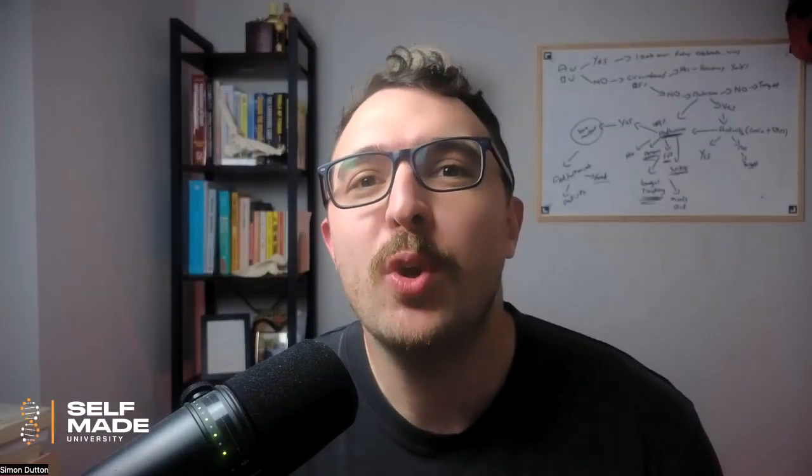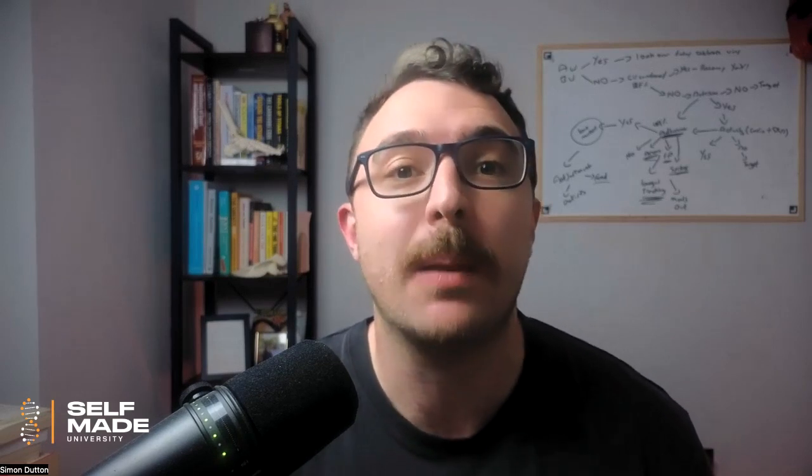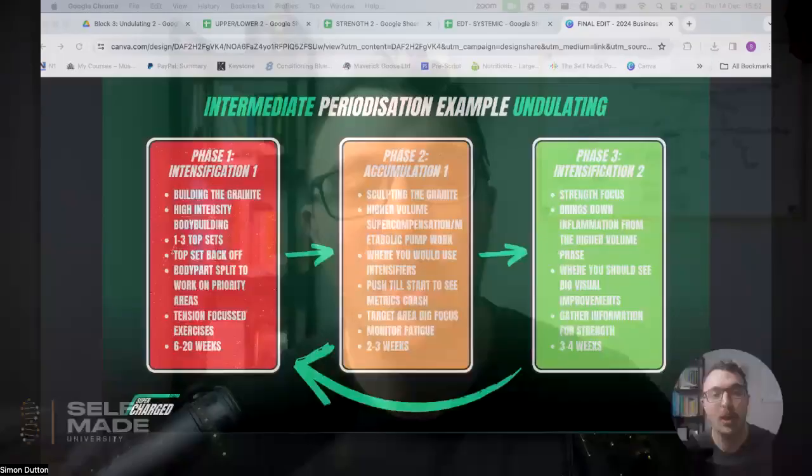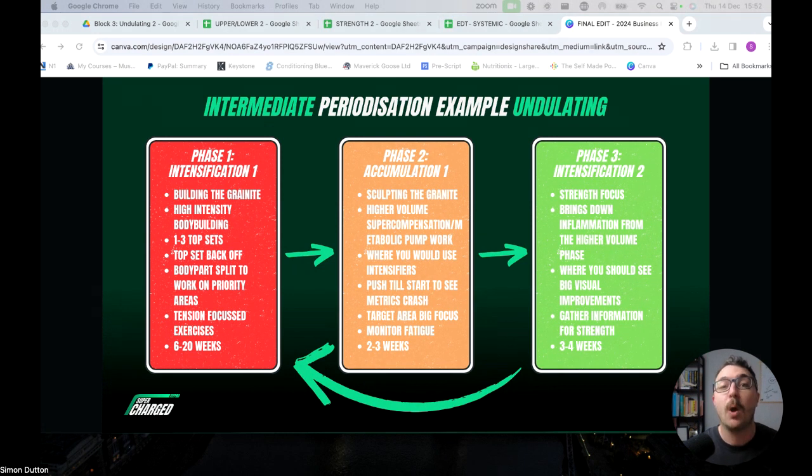So now we move into block 3, and very, very similar to block 2, we're going to be going in an undulating model. So I'm going to bring this up again. And in phase 1, like in the previous phase, we're going to be focusing on upper lower hypertrophy. So very, very similar layout.